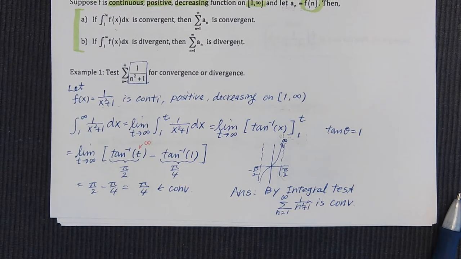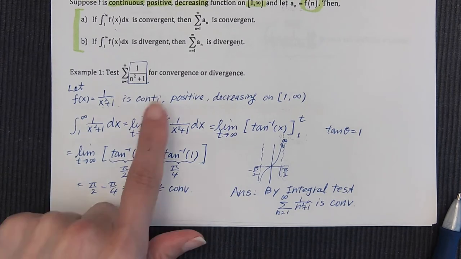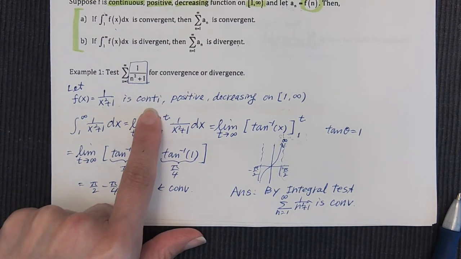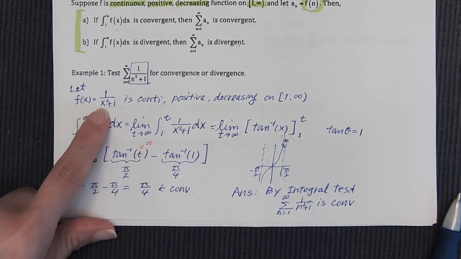Professor, I have one question. Yes, sure. In the very beginning, when you said that 1 over x squared plus 1 is continuous, do you mean that no matter what numbers we put in, whether 1, 2, 3, 4, 5, we're always going to get an answer? Is that what you meant? Yes, there's no breaking point.